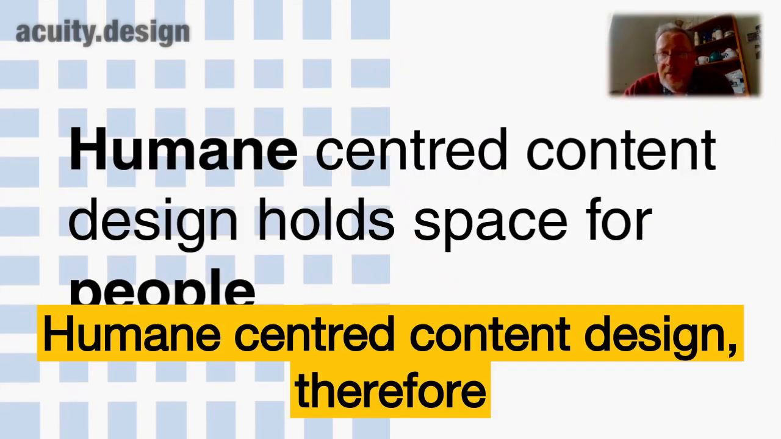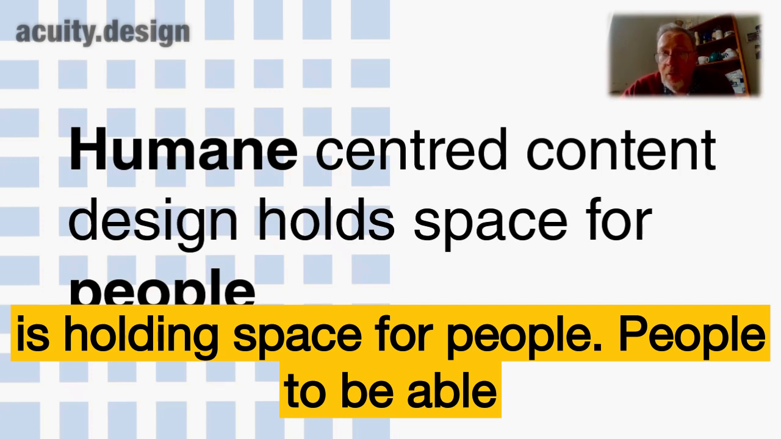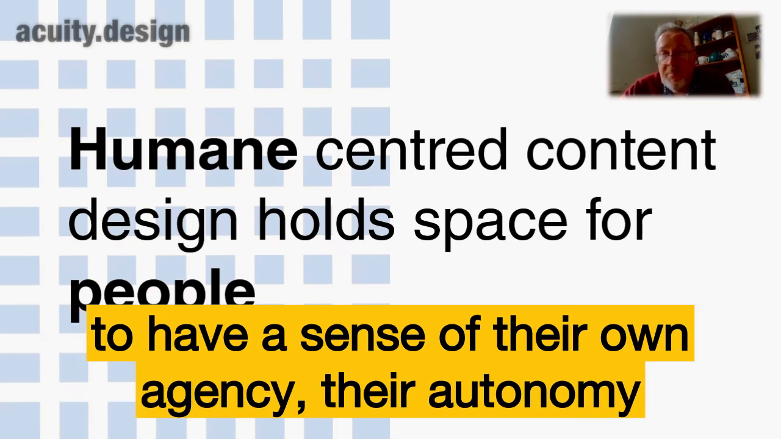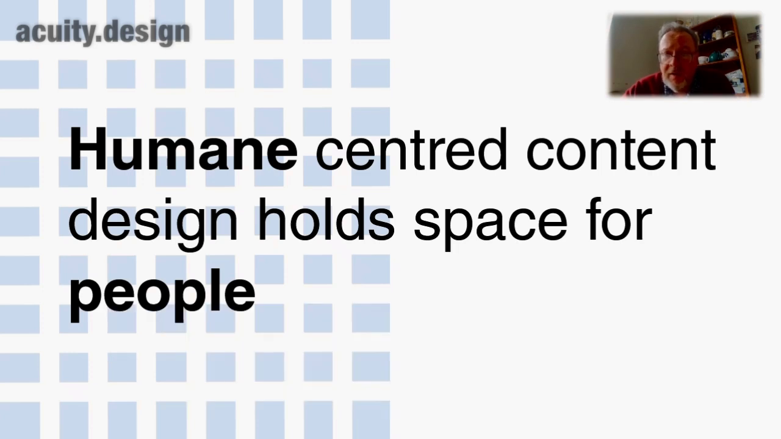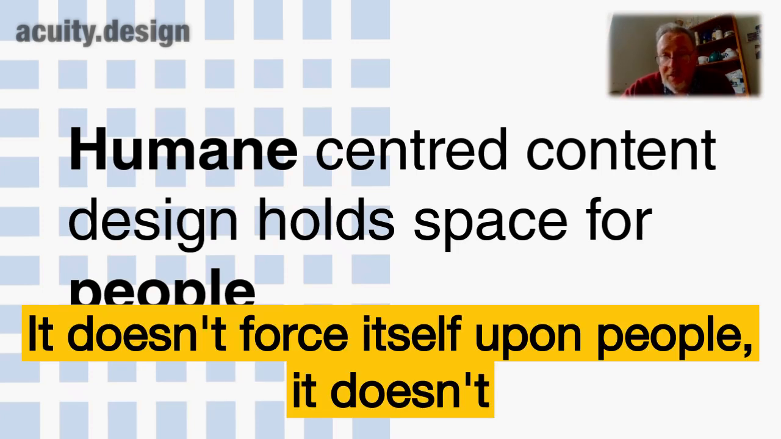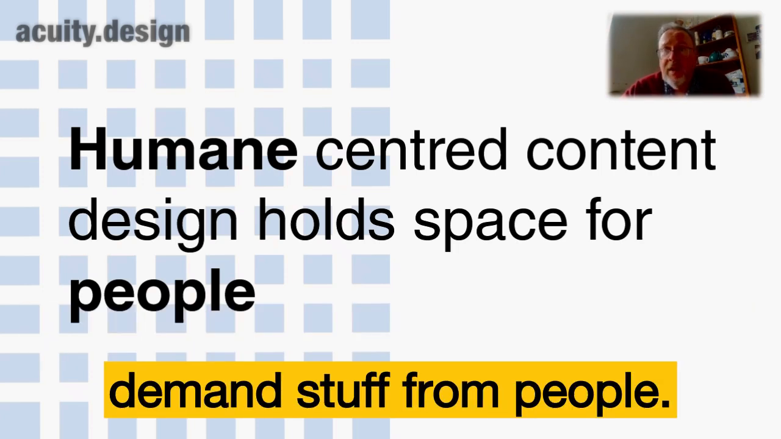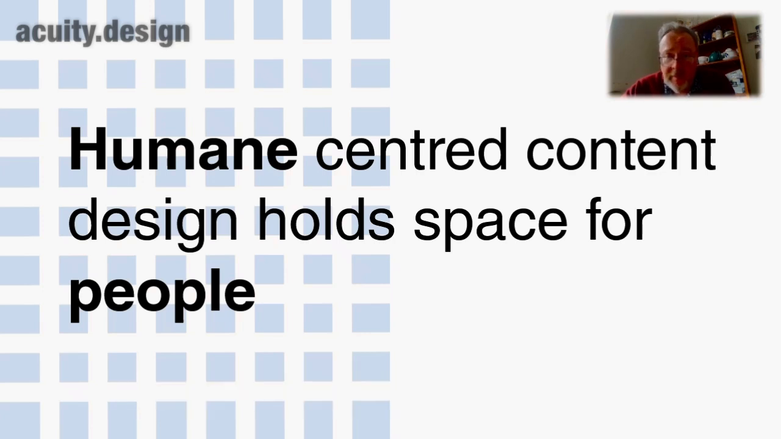Humane-centered content design, therefore, is holding space for people. People to be able to have a sense of their own agency, their autonomy, and their comfort. Humane because it is kind. It doesn't force itself upon people. It doesn't demand stuff from people.